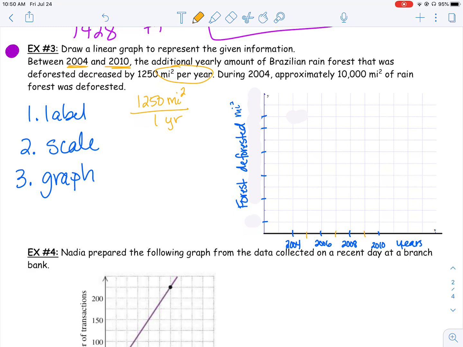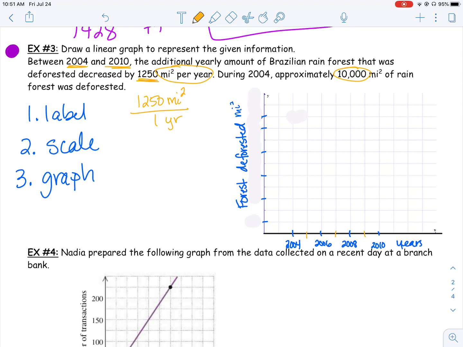You can spread yours out even more if you want to, condense it if you want to, but just kind of making sure that we use as much of our graph as possible and everything's not too squished or too wide. The next thing we want to do is label our y-axis. Now remember, our y-axis is going to be the square mileage. And it says here there is a rate of 1,250 square miles per year. And it also says in 2004 that there were 10,000 square miles. Now we need to at least have 10,000 on our graph.